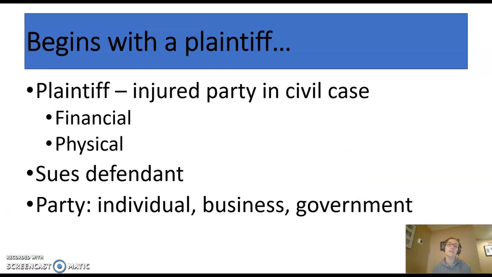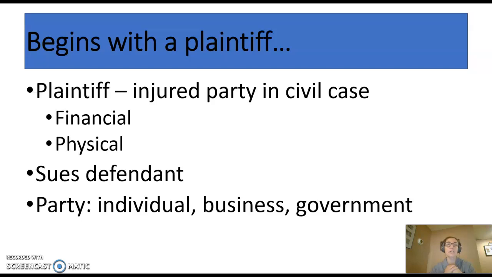And we call the person in a civil case who's been injured, who's been harmed somehow, the plaintiff. Plaintiff is a term that is only used for civil cases. You can remember that from earlier on this semester. When we talk about a criminal case, do you remember who brings that case? It's the state, the attorney general, or the district attorney. So if we see the word plaintiff, we know we're talking about a civil case. And again, the civil case plaintiff is someone who's been injured.